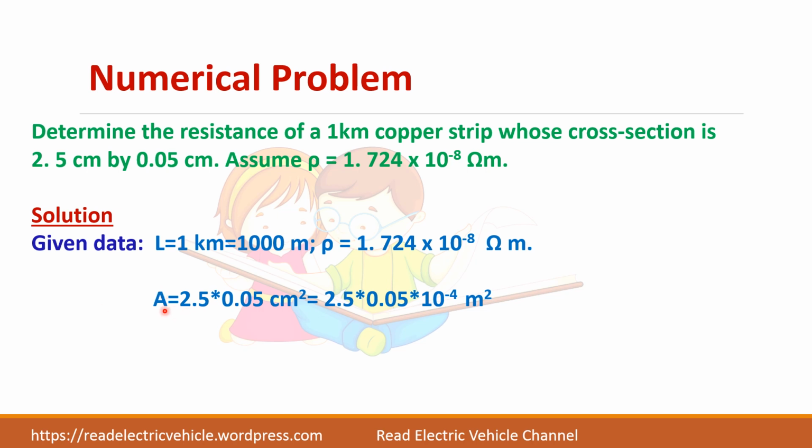And area is equal to 2.5 into 0.05. See here it is given in centimeter, so convert this to meter by multiplying by 10 power minus 4. Now apply the formula rho L by A. Substitute all the values, you will get the resistance value. So the problem is very simple, a direct application of the formula. The only issue is you take care of the units.